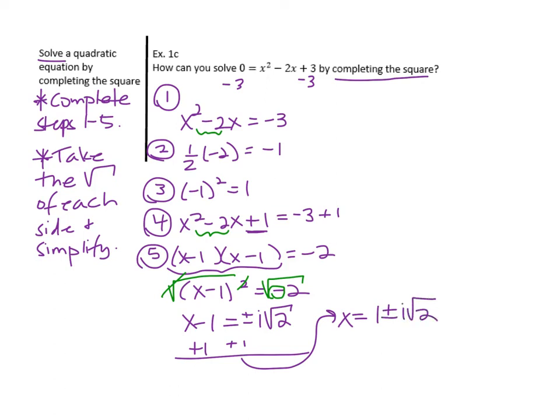So you'll notice if you look at x squared minus 2x plus 3, that actually didn't factor. So we wouldn't have been able to factor to solve. Therefore, completing the square helped us.